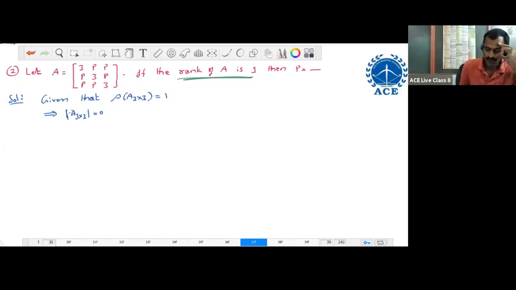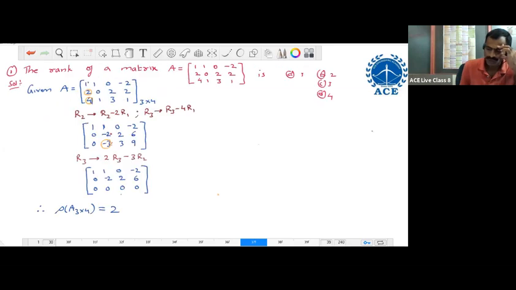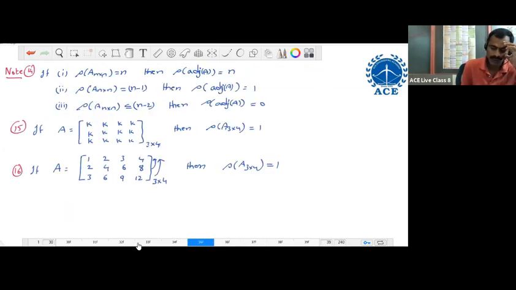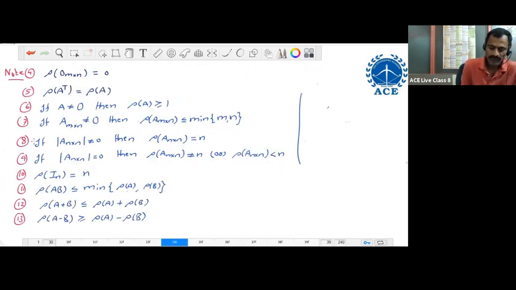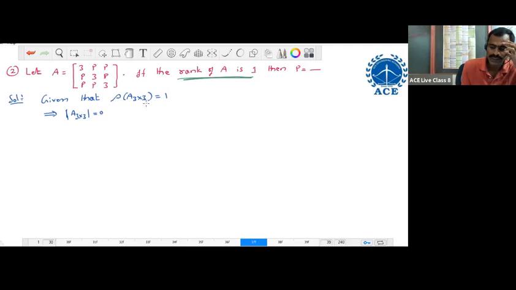Given that rank of A equal to 1, which implies determinant of A equal to 0, according to the note point. Already we have written the note point, note point number 9. From 8 and 9, using rank, we can say the matrix is singular or non-singular. Rank of n cross n equal to n: if the rank is the same as the order, then the matrix must be non-singular only. Otherwise, singular. So here the rank is not the same as its order. That is why the matrix is singular.